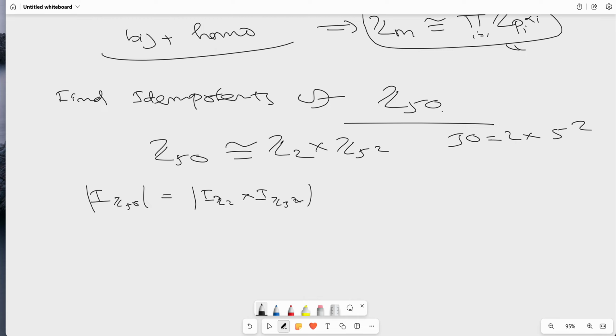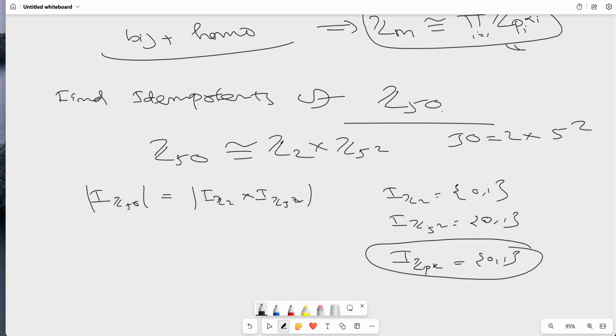So what is idempotence of Z2? Idempotence of Z2 is actually 0 and 1, and idempotence of Z5 square is also 0 and 1. That you can verify, right? So there are only 4 idempotents. In fact, any idempotence of Z p power k is 0 and 1. You can verify.